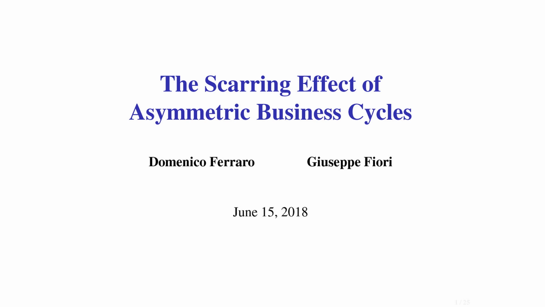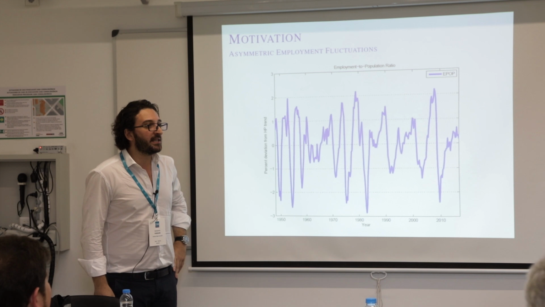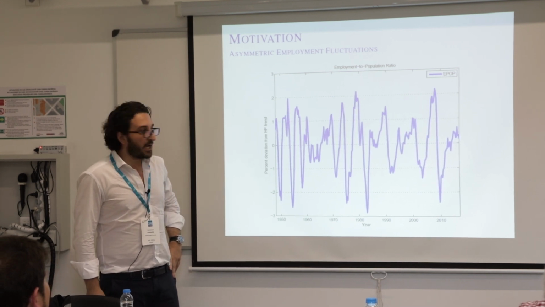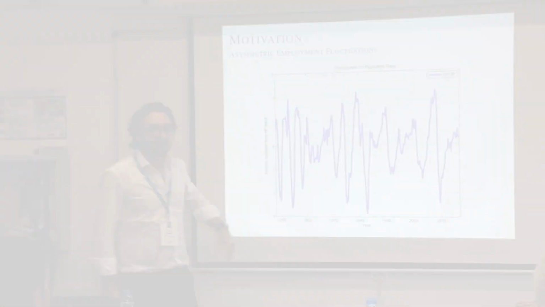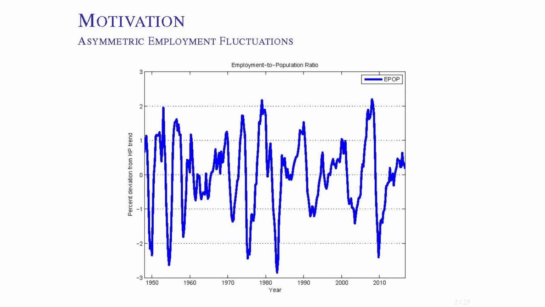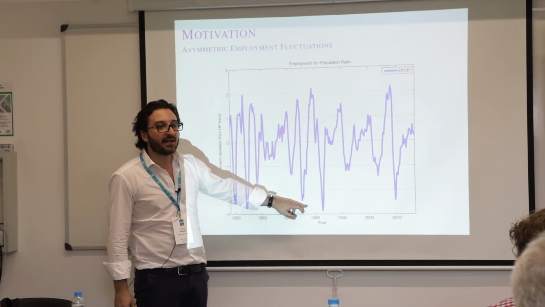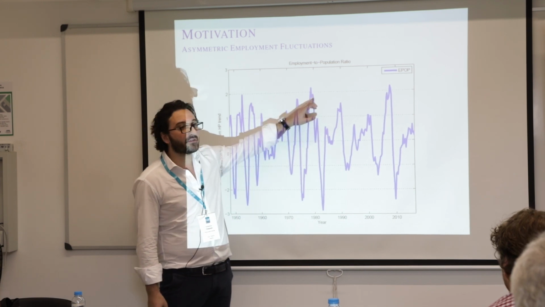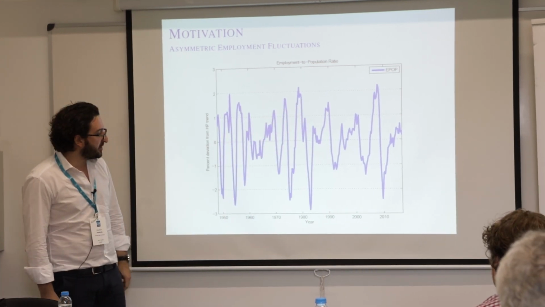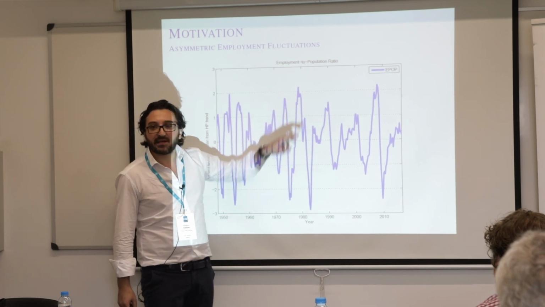So let me start with some motivating facts. Here the blue line is the employment to population ratio in deviations from HP trend. There has been a large literature trying to explain the magnitude of fluctuations of these variables in the US. There has been much less attention to another property of this series: the deviations below trend are larger in magnitude than deviations above trend. So this is an asymmetry between troughs and peaks.